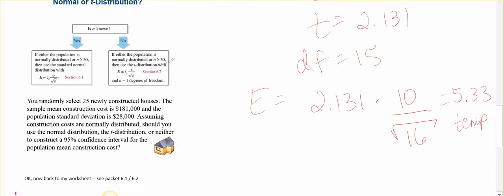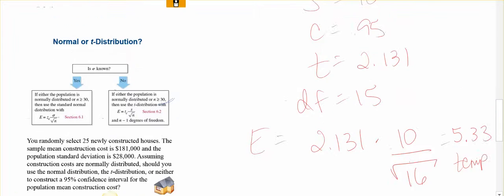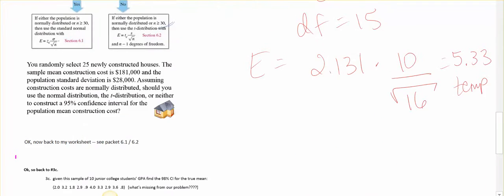Okay, so my error is a little more than 5 degrees. And my temperature was 162. Plus or minus my error would create my confidence interval. Now what does this confidence interval mean?